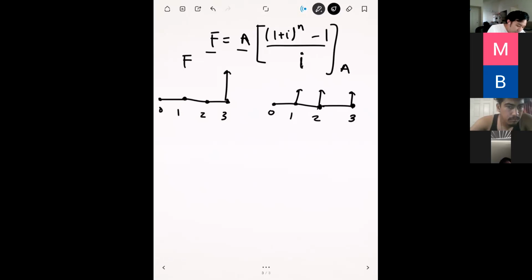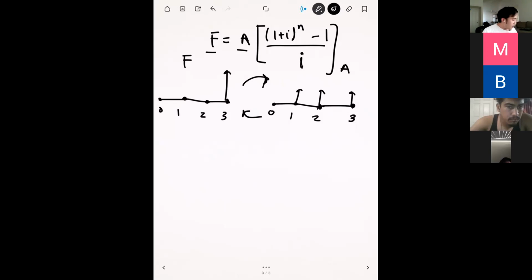And we can use this formula to compute the equivalence between these two. Basically, you can compute how much you would have to pay per month to have the equivalent of one single future sum. And this is taking into account interest rates too. So that's the conversion between F and A.